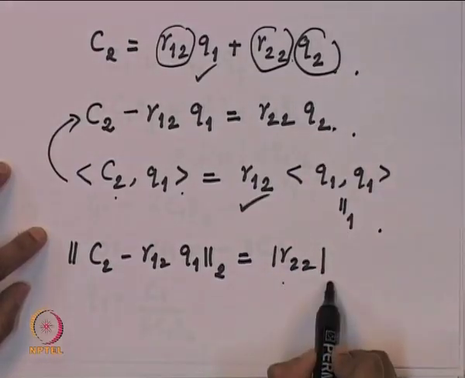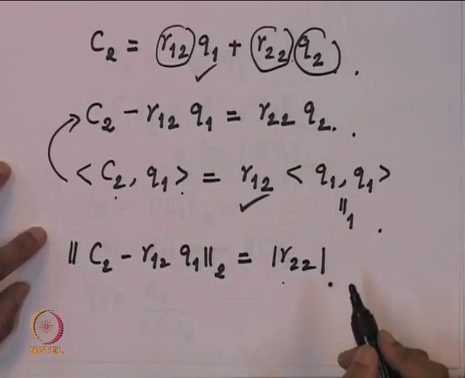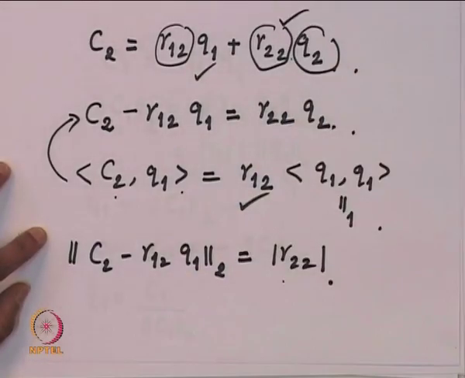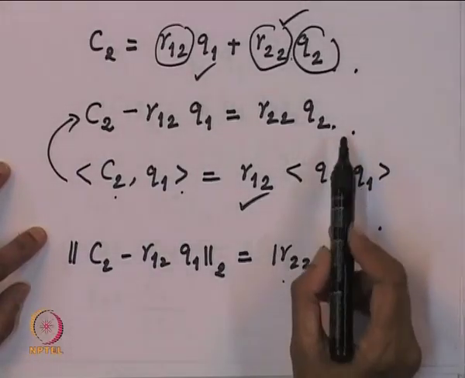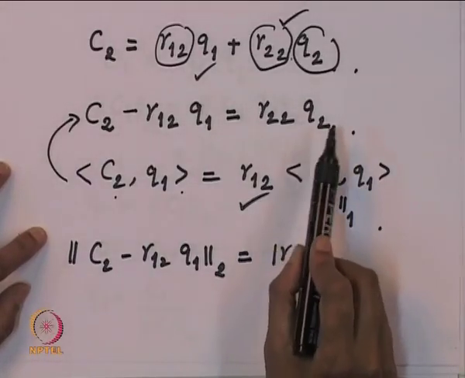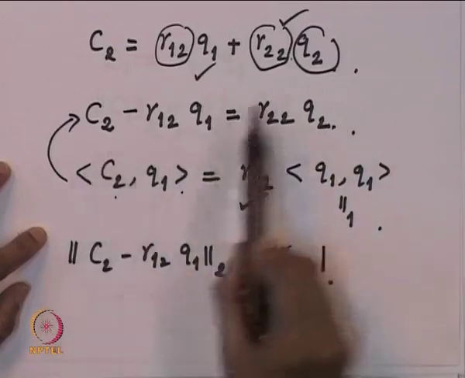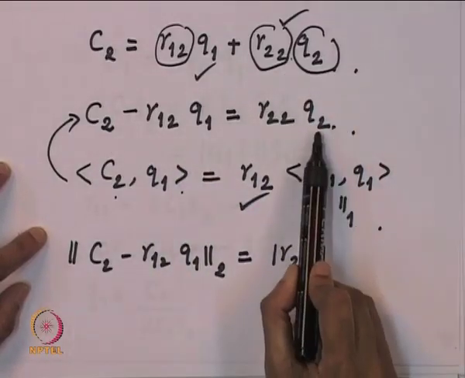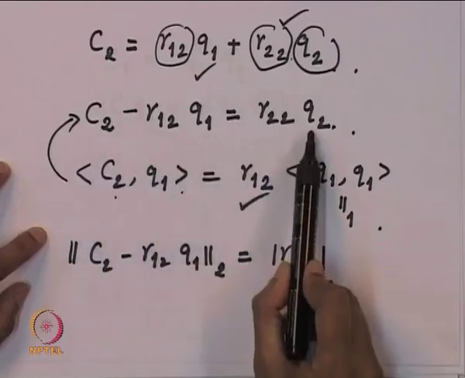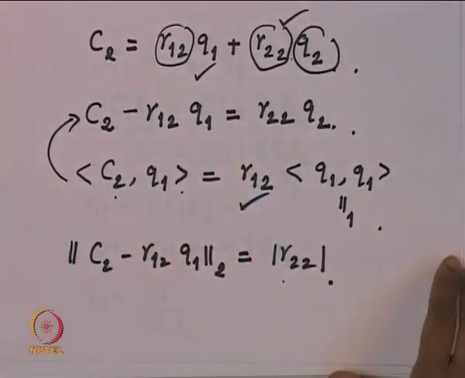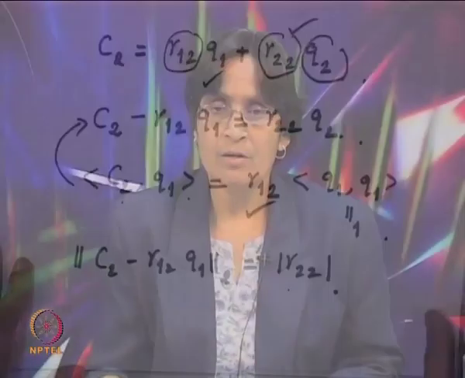So, once again choose R22 to be bigger than 0, so that you would have determined R22, and then Q2 will be nothing but C2 minus R12 Q1 divided by R22. So, in this manner, we can determine the matrix Q and matrix R. So, any invertible matrix can be written as product of Q into R.